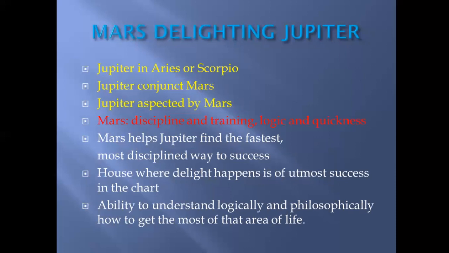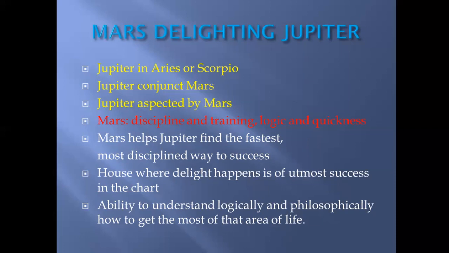Now, what happens when Mars is delighting Jupiter? Remember that Mars is discipline and training, it's logic, it's quickness to act. When there's an emergency, Mars is going to go and act quickly. This happens when Jupiter is in either Aries or Scorpio, Mars signs, or when Jupiter is conjunct Mars, or when Jupiter is aspected by Mars. So Mars is going to help Jupiter find the fastest, most disciplined ways to success.